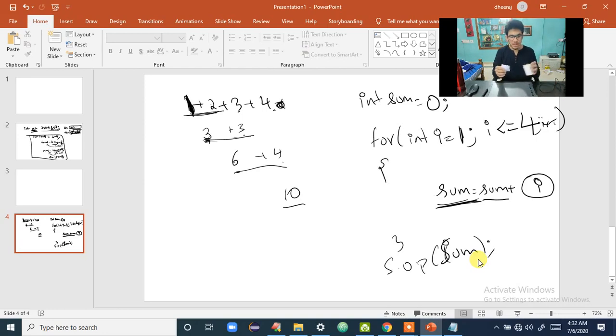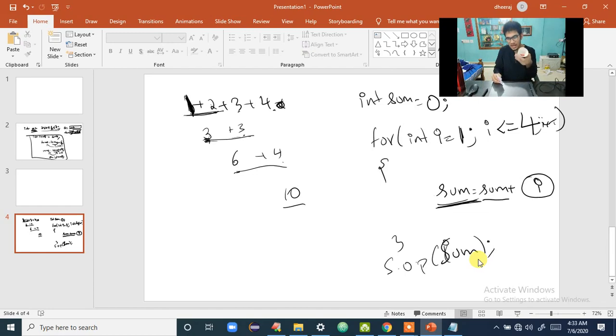See, if you want to add only 1 plus 2 plus 3 plus 4, initially, don't you think this has to be empty? My sum has to be 0, because imagine if my sum was not 0, if it had something different, like 1 or 2 or 100, what would have happened is you would have added 1, 2, 3, 4 to that pre-existing value, right?